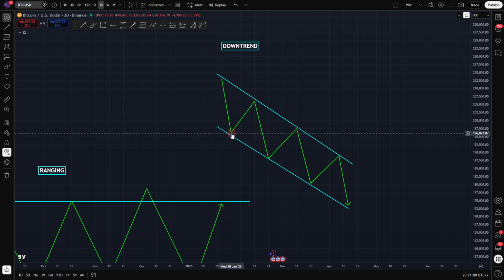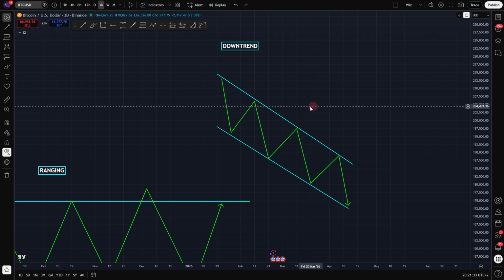So when the price makes a low, then it pulls back, but the pullback fails to break the previous high. So this is a lower high, and then it pushes to a new lower low, which is lower than the previous one. This is the bearish market structure. Sellers are in control and the supply is overwhelming demand.